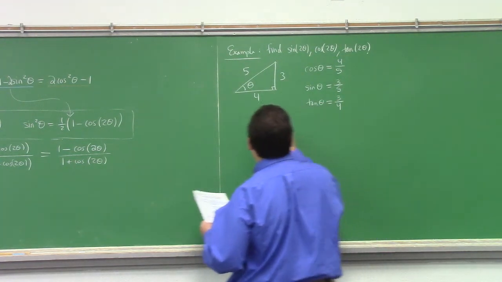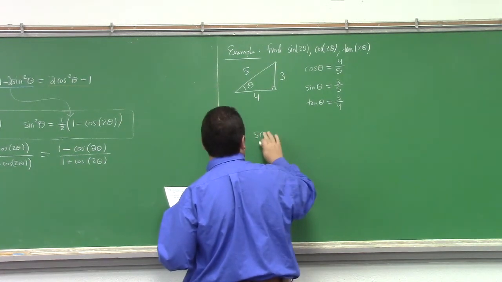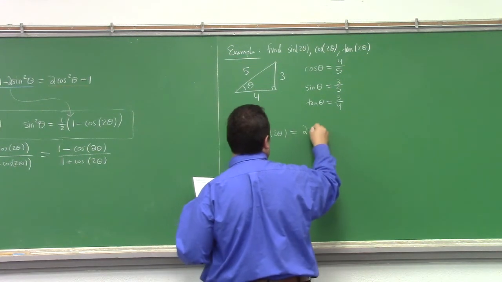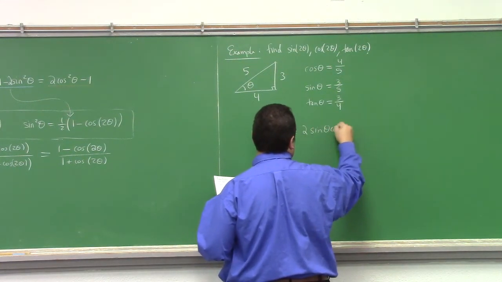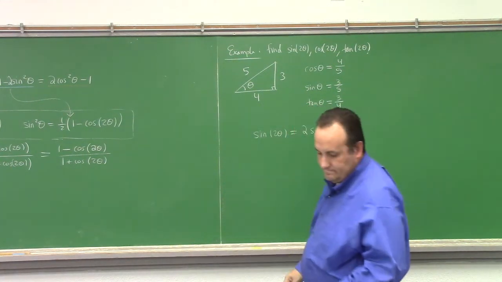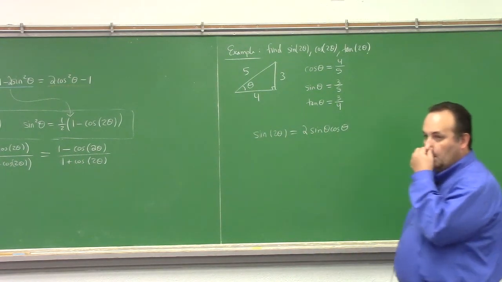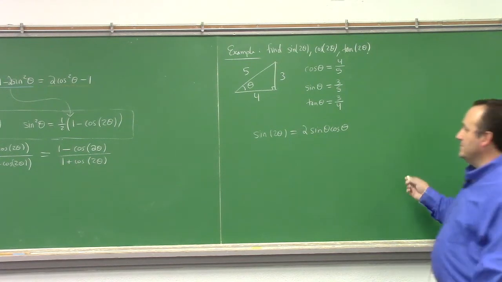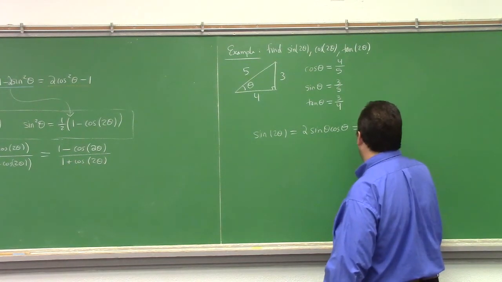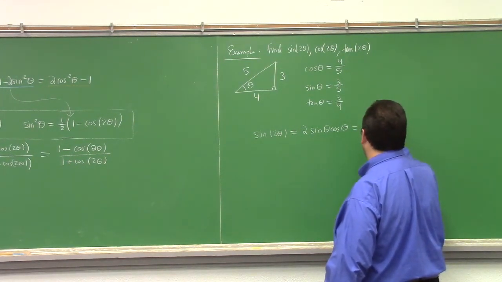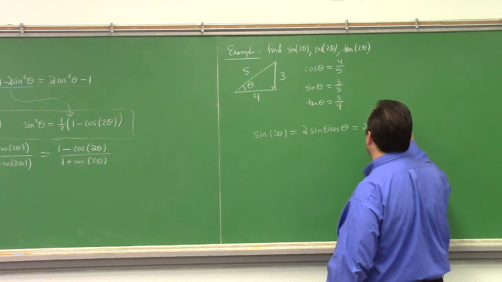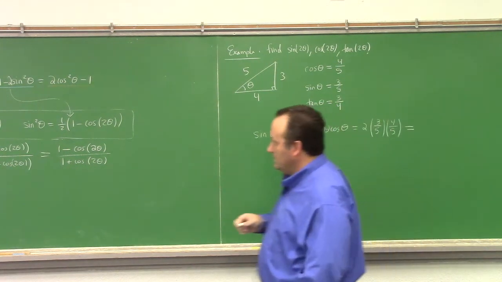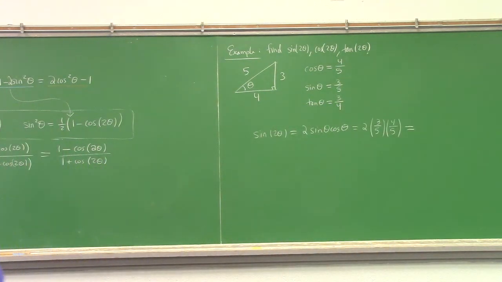Now we're trying to find sine 2 theta. How does sine 2 theta work? Sine of 2 theta is 2 sine theta cosine theta, right? We just worked it out. So plug it in. We've got 2 times 3/5 times 4/5. So what's that work out to?